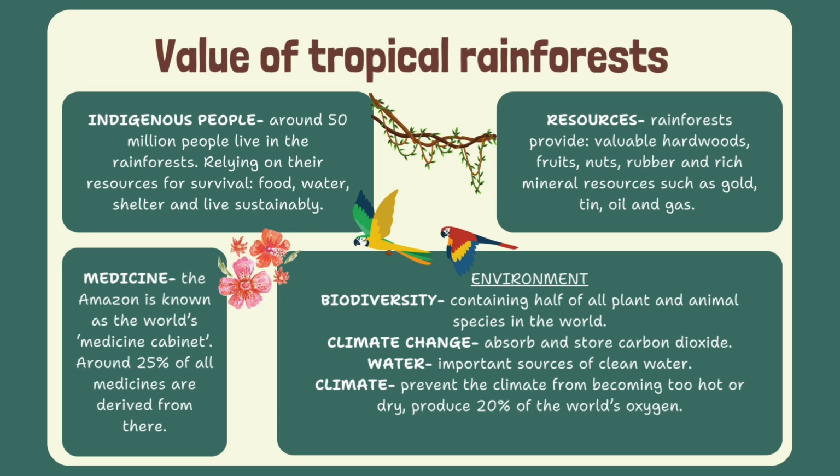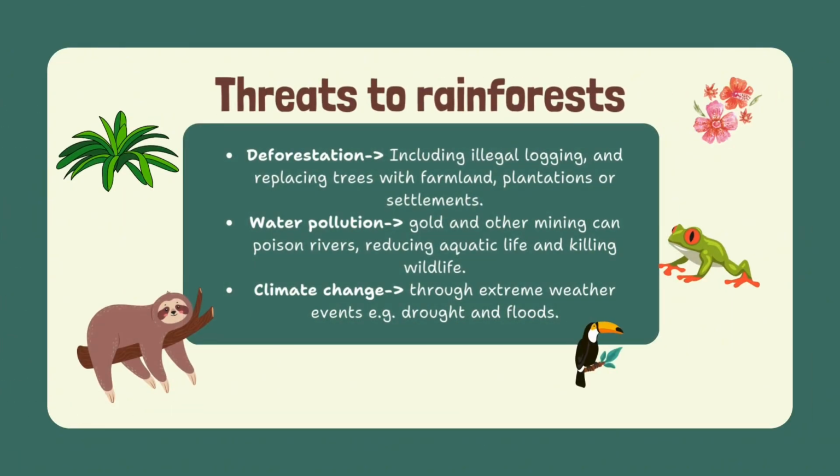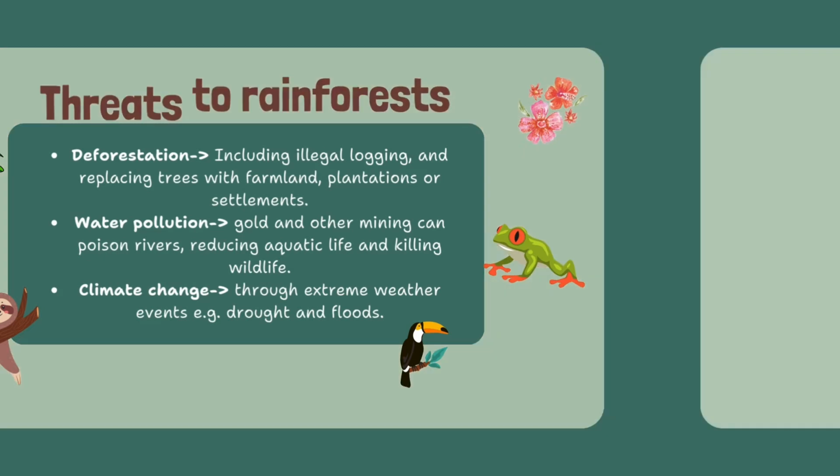The threats to the rainforest are deforestation, including illegal logging and replacing trees with farmland, plantations, and settlements. Water pollution. The mining of gold and other minerals can poison rivers, reducing aquatic life and killing wildlife. And climate change, which is causing extreme weather events such as drought and floods, which can affect the biodiversity.